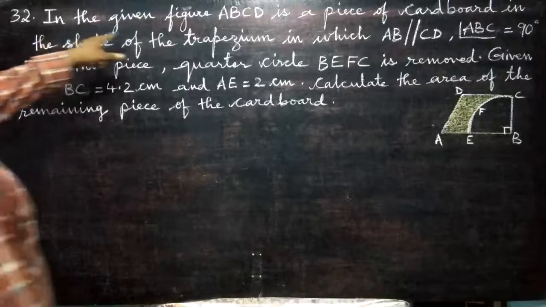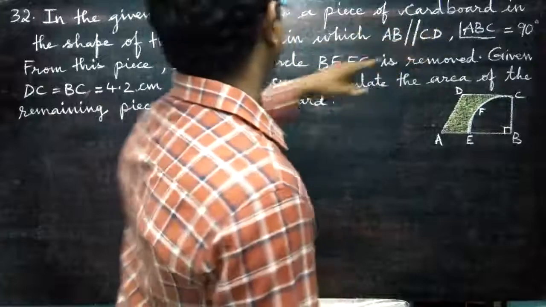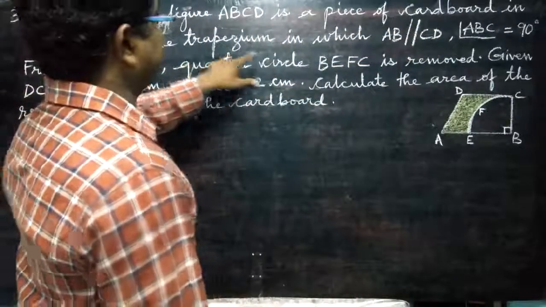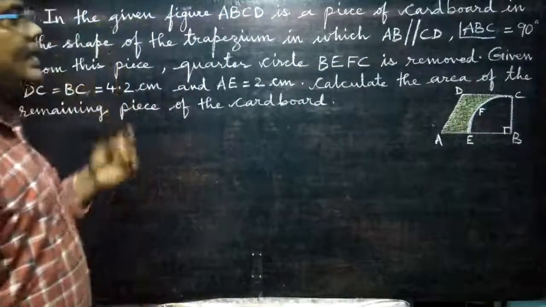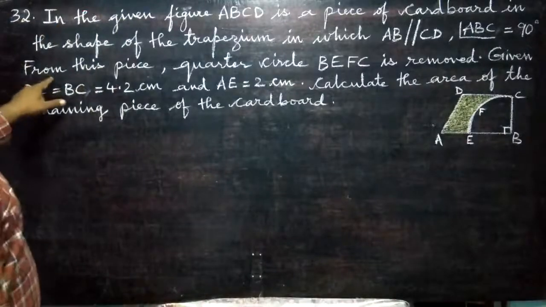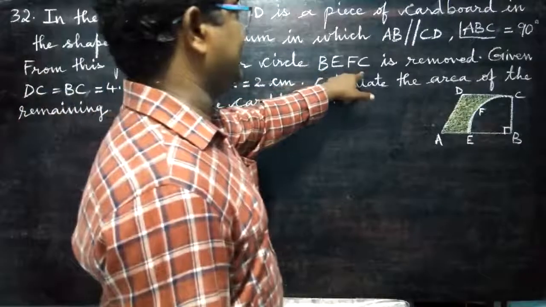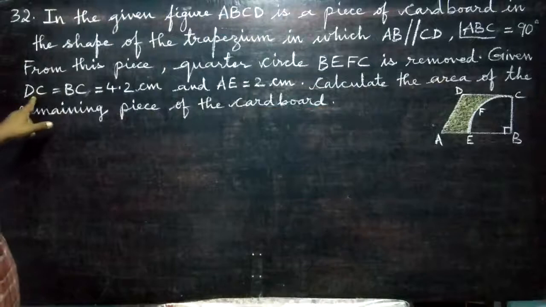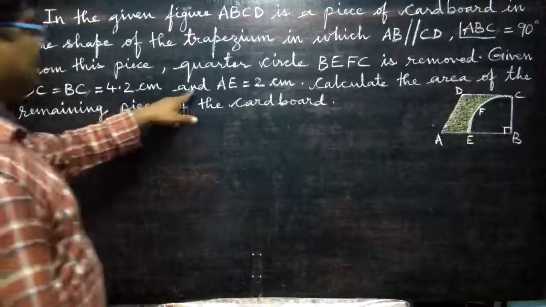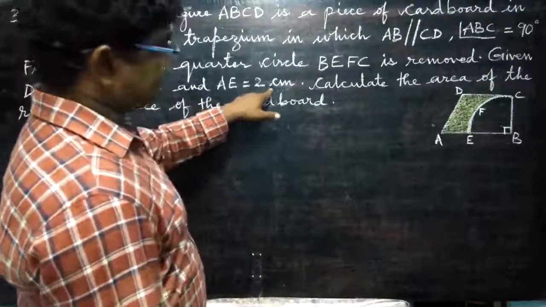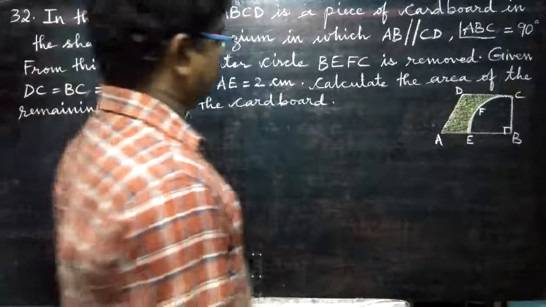32 problem. In the given figure, ABCD is a piece of cardboard in the shape of a trapezium in which AB parallel to CD, angle ABC is equal to 90 degrees. From the piece, quarter circle BEFC is removed. Given DC is equal to BC is equal to 4.2 centimeters and AE they have given 2 centimeters. Calculate the area of the remaining piece of the cardboard.